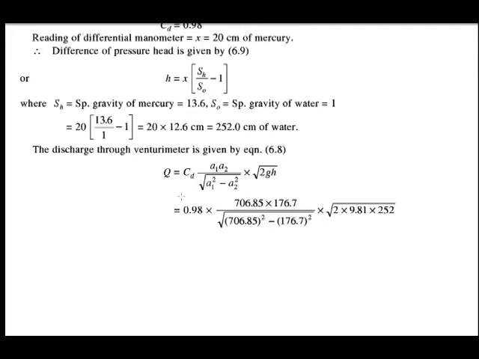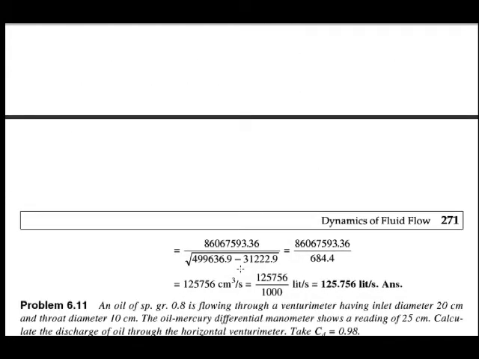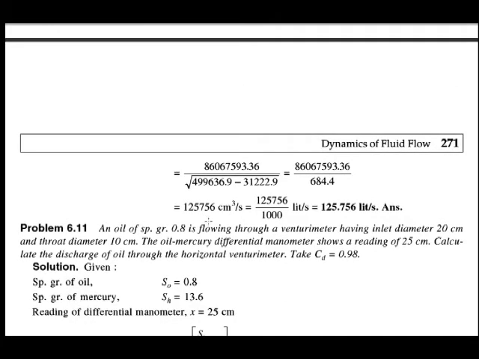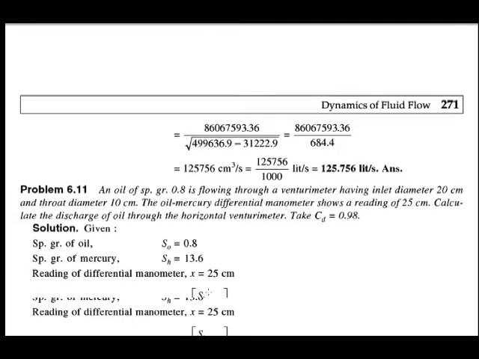After calculating this, we get the rate of discharge as 125756 centimeter cube per second. We have to convert this into liter per second, which is equal to 125.756 liter per second. So here is the answer for the rate of discharge, 125.756 liter per second. Now we will solve one more problem.